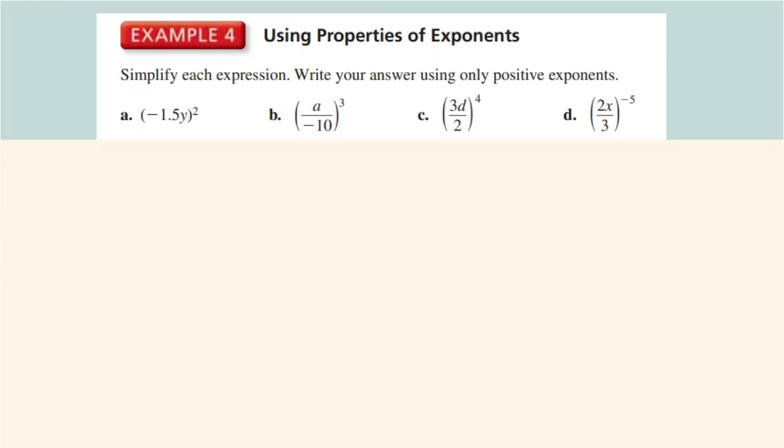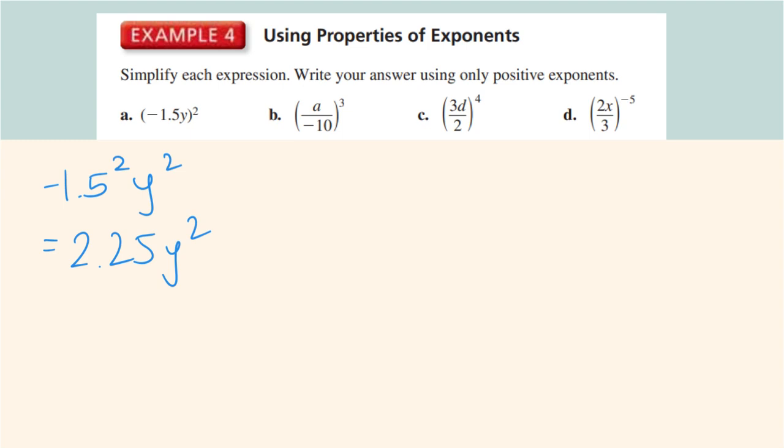In A, we're going to have the power of a product property. So we're going to give that exponent 2 to each of my factors. So I'm going to have -1.5 to the power of 2 and y to the power of 2. Simplifying, -1.5 times -1.5, I already know I'm going to have a positive. So it's going to be 2.25 y to the power of 2.